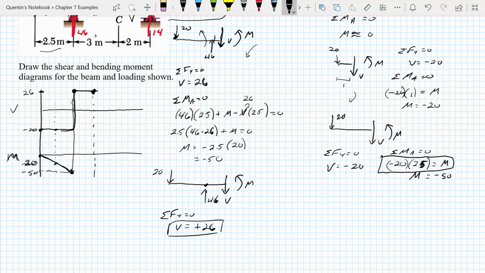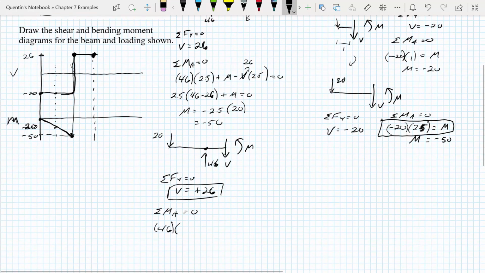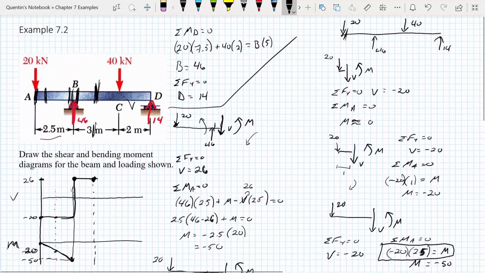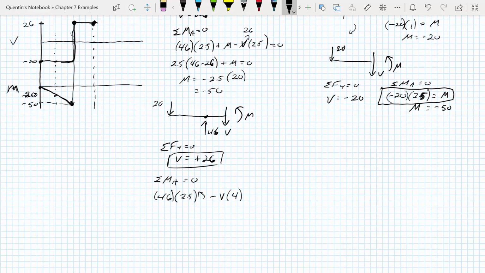Now we're talking about halfway through there, so at 1.5. Now let's take the moment. The sum of my moments at A is equal to 0. In that case we have 46 times the distance, which is 2.5. This distance is going to be going in that direction. So minus V times, if we are talking about halfway, 2.5 plus 1.5, so what is that, 4? Minus V times 4, and then plus moment is equal to 0.